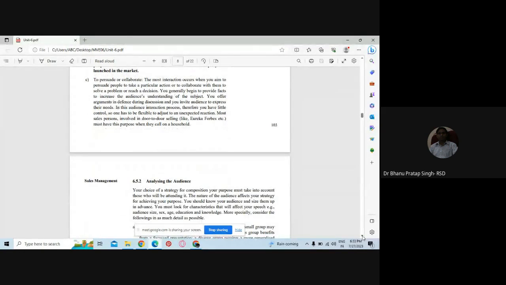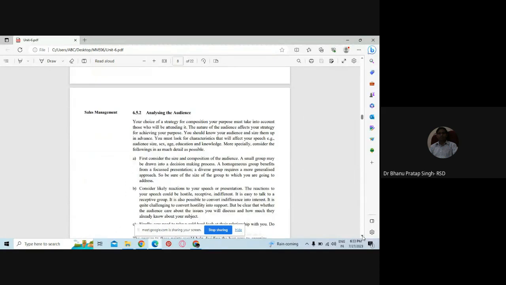Analyzing the audience: how one can analyze the audience, what they are, what their interest is, what they want, what their feelings, attitude, and perception are about the product. So first, one has to choose the strategy for composition, the purpose for which the presentation is being made, and the nature of the audience. These efforts affect the strategy of the presentation.